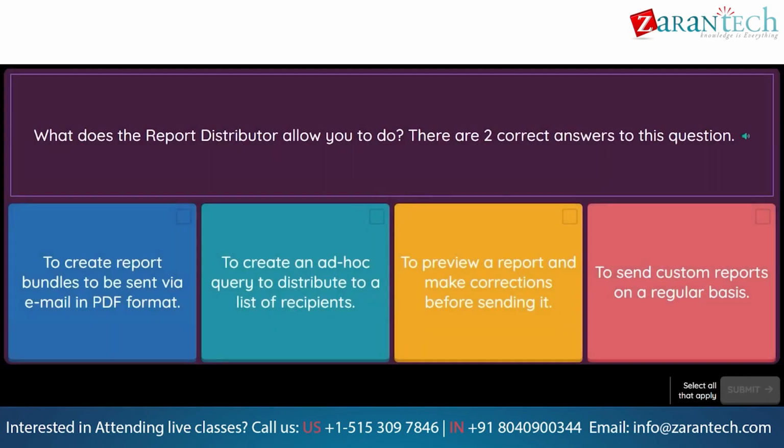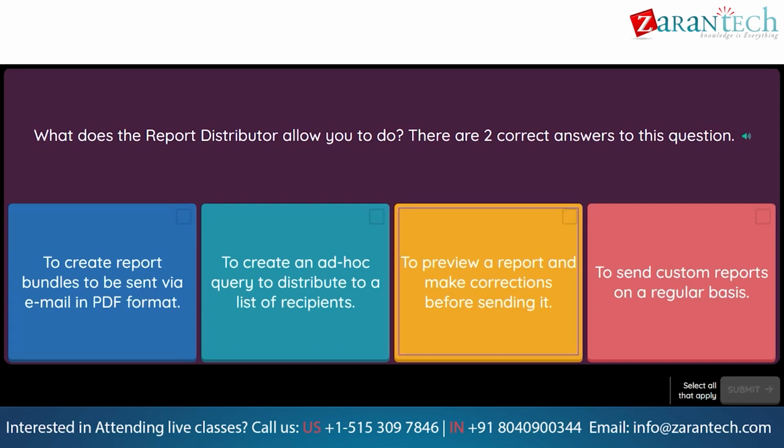Question: what does the report distributor allow you to do? There are two correct answers to this question. Option 1, to create report bundles to be sent via email in PDF format. Option 2, to create an ad hoc query to distribute to a list of recipients. Option 3, to preview a report and make corrections before sending it. Option 4, to send custom reports on a regular basis.